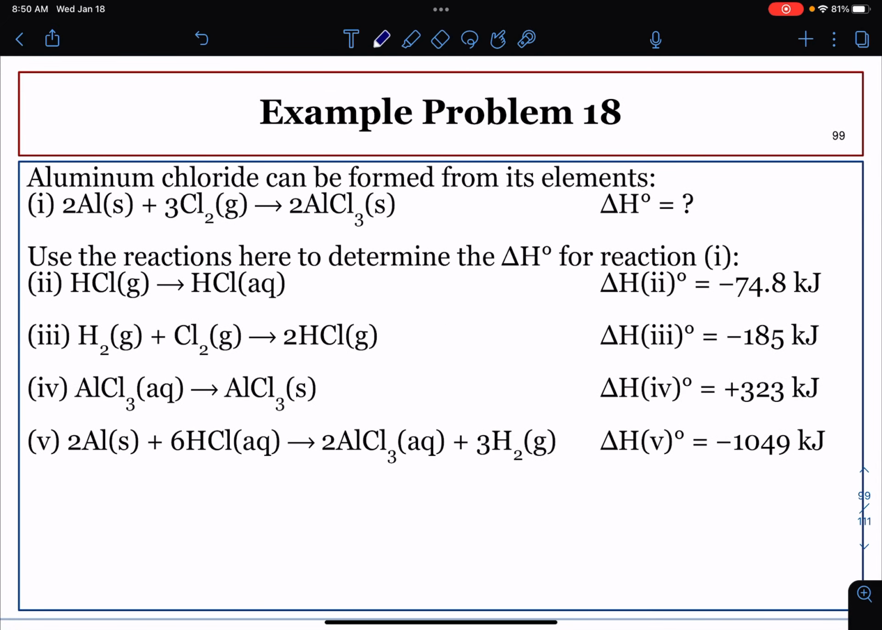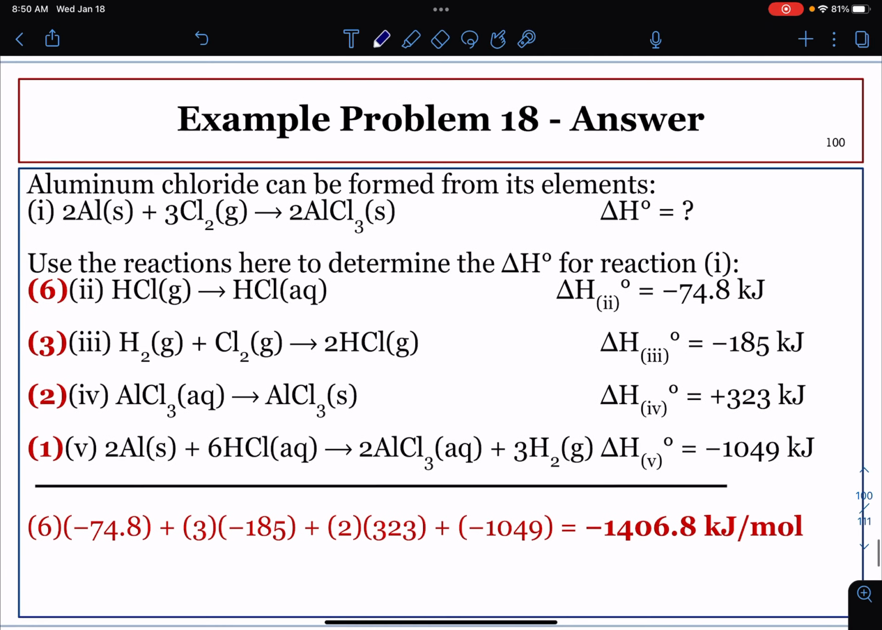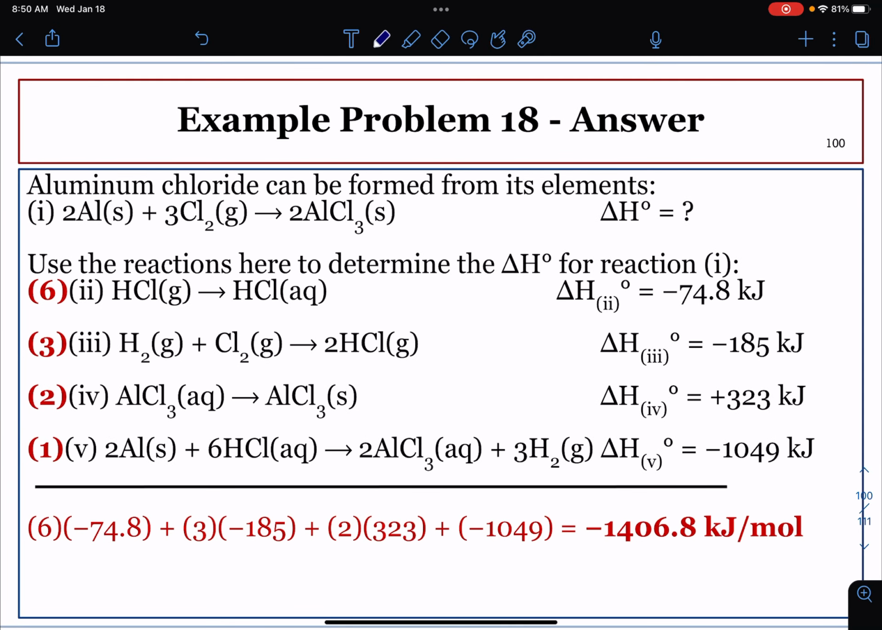Here is one more example problem for this video. Pause to work this one out on your own. Here is the answer. These are the modifications. We did not need to flip any of the reactions, and we only multiplied the reactions by some integer rather than dividing any of them. And here, once you modify the delta H's, we come up with this answer.